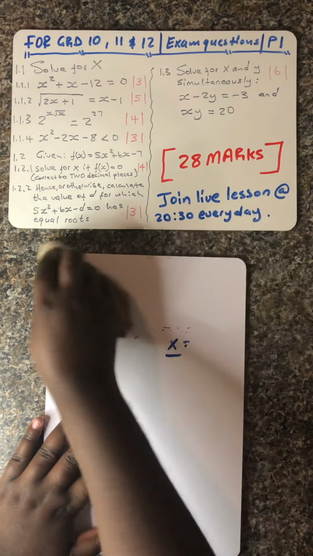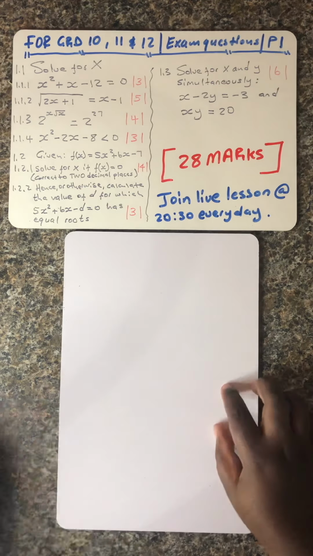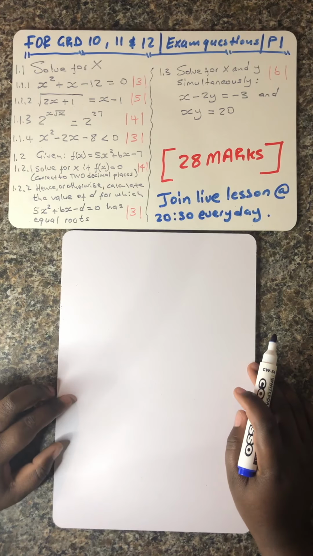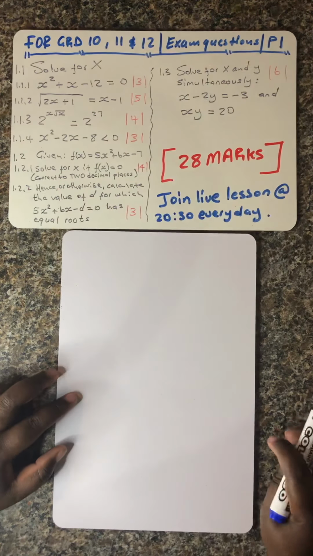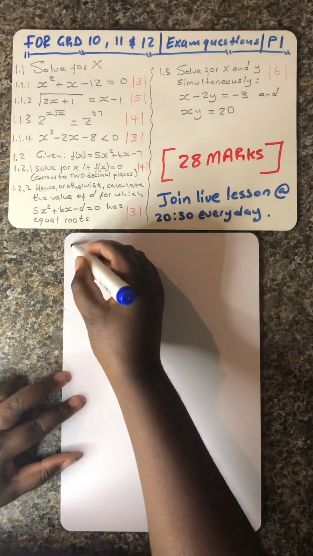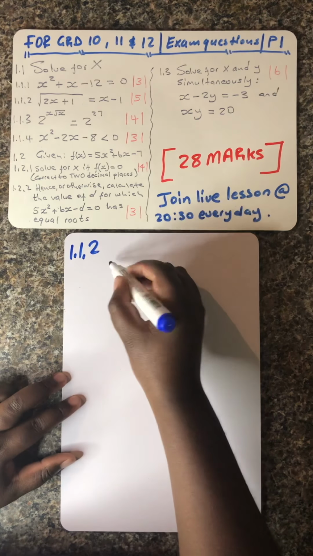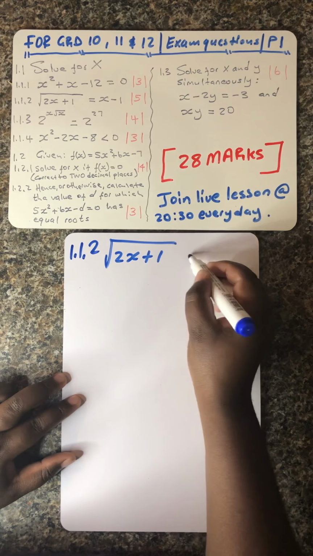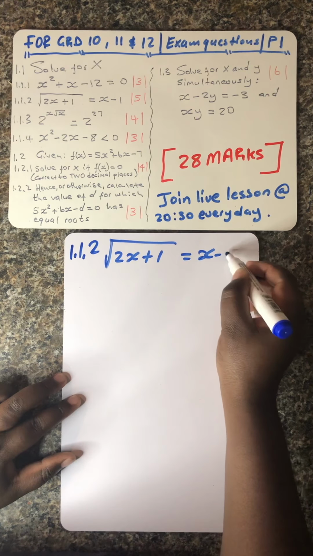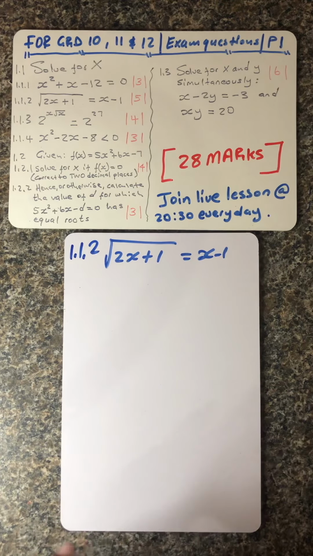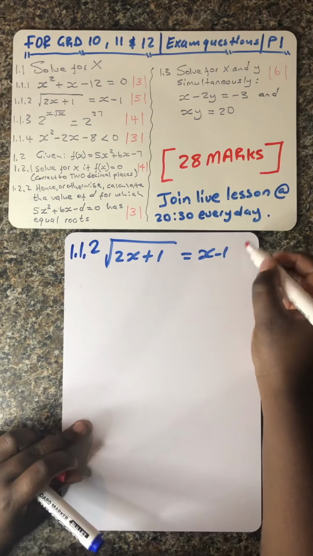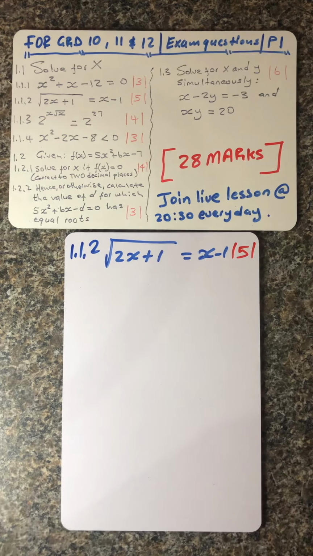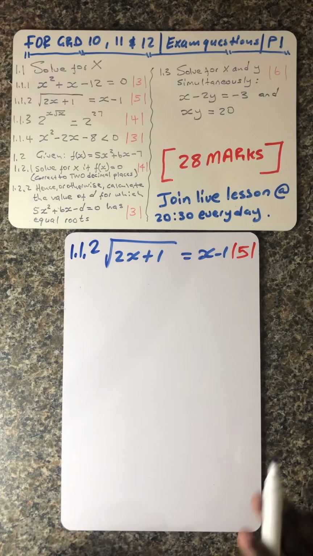Okay guys, so now let's move to question 1.1.2. There is the question. I hope you are able to see. So question 1.1.2, we are given square root of 2x plus 1, which is equal to x minus 1. In this question, it's allocated 5 marks. Okay, so we'll solve the question. In the end, I'll show you exactly where you score marks.